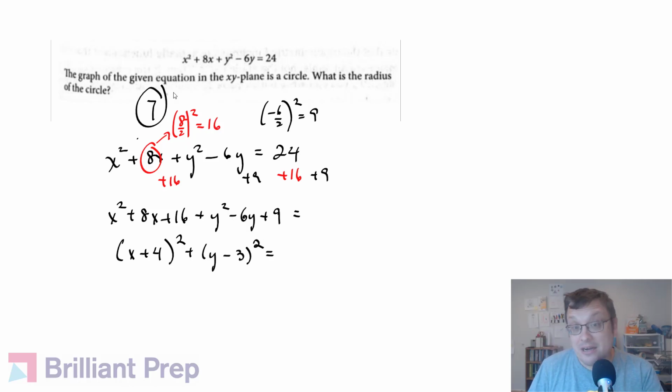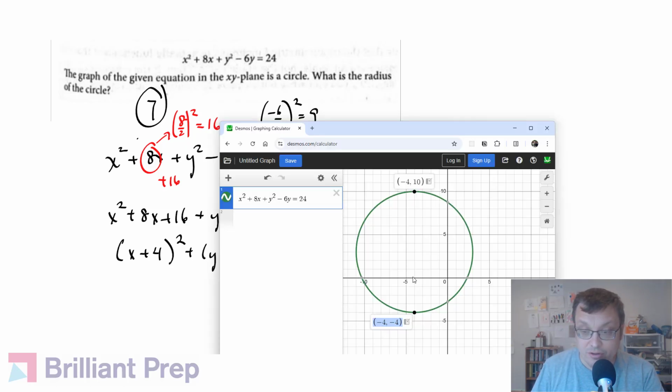So cool, I've got the center. If I cared, it's negative 4, positive 3. If I go back to the graph, that does look reasonable as the center. It's about right. It's about right here.